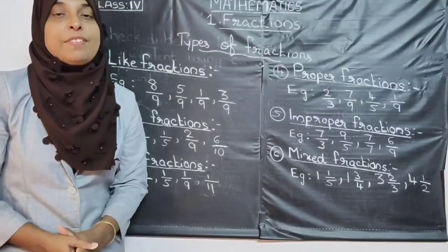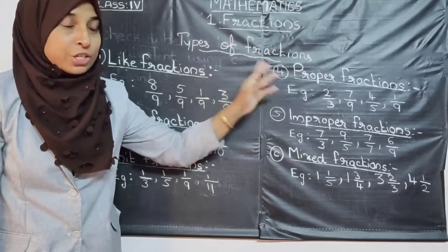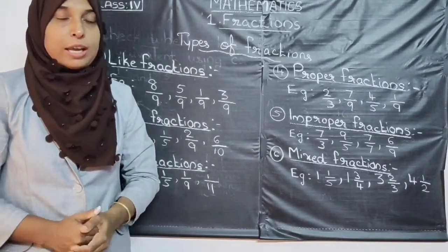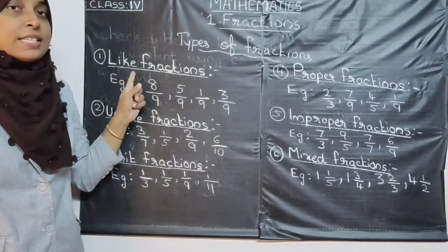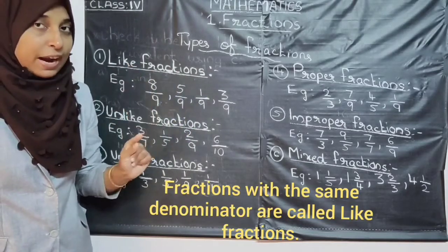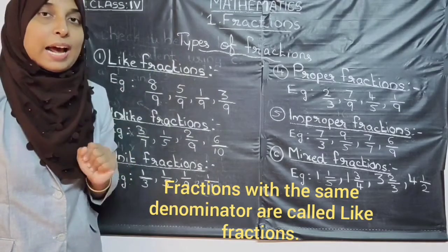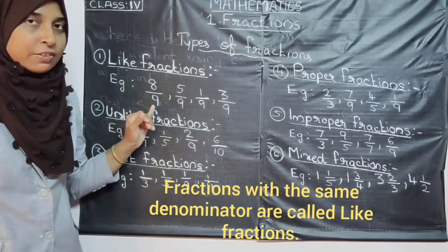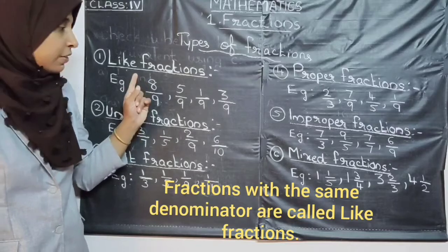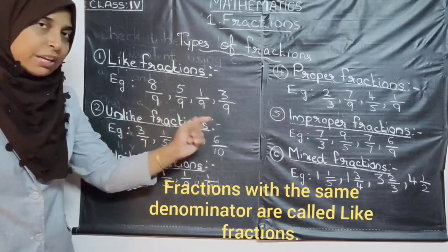Understood? Next, children, we are going to study types of fractions. There are 6 types of fractions we are going to study. Okay, look here, the first one is like fractions. The fractions which have the same denominators are called like fractions. We already studied numerator and denominator. Numerators are the numbers that we write above, and denominators are the numbers that we write below in a fraction.